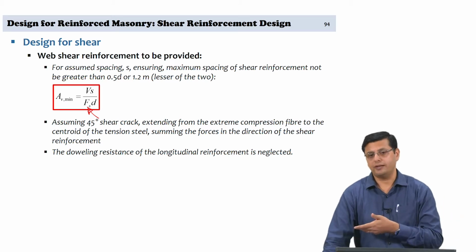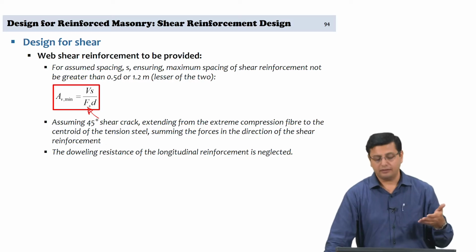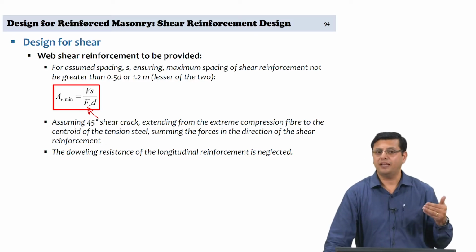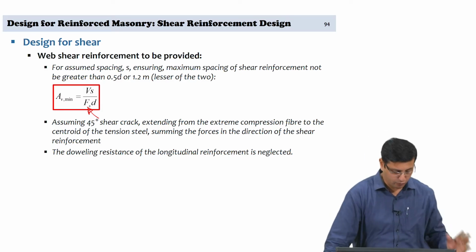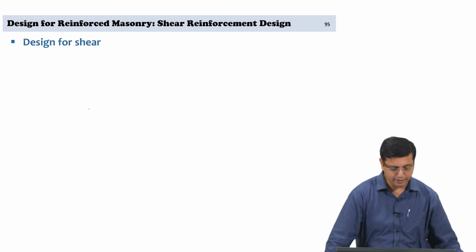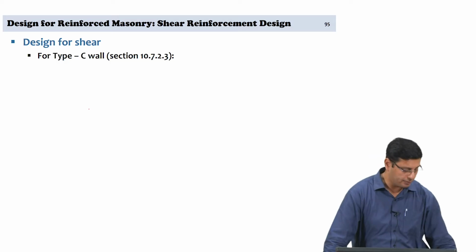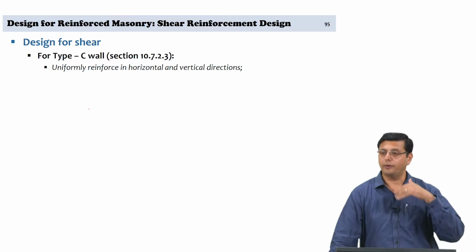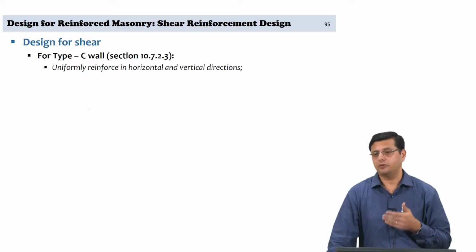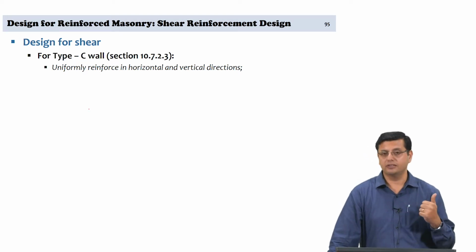If web shear reinforcement has to be provided, then this is the minimum web shear reinforcement that you provide. Estimate how much Av minimum is, and then compare it against the minimum requirements of a type B or a type C wall. So, at this stage you will basically go and check what the minimum prescriptions are. I am looking at the type C wall prescriptions here. It requires that you provide steel reinforcement both in the horizontal direction and in the vertical direction, and we have talked about this earlier.